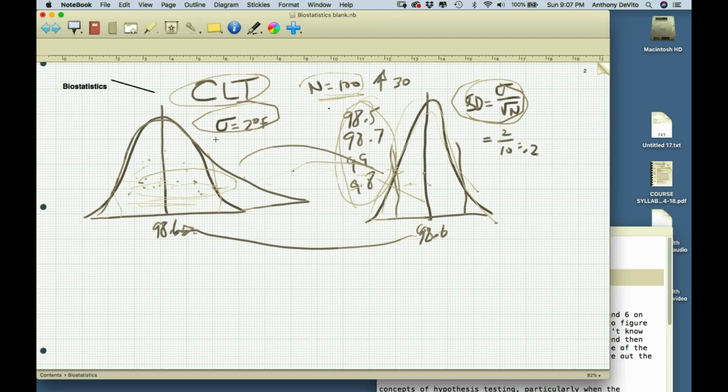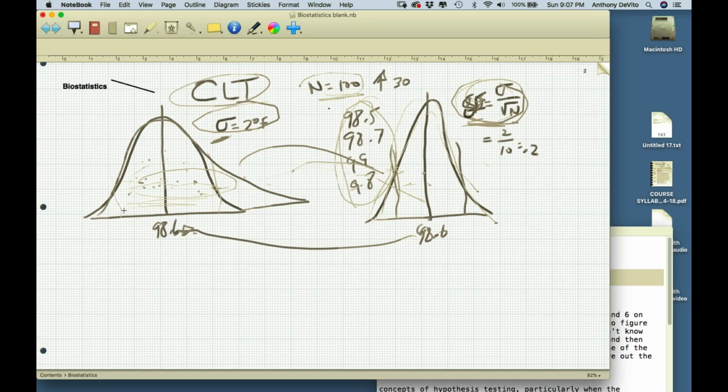Okay, but before we do that, I keep calling this sigma the standard deviation, and I call this the standard deviation also. Well, that's pretty confusing. So instead, I'm going to call this the standard error. So now the standard deviation of repeated samples is going to be called the standard error.